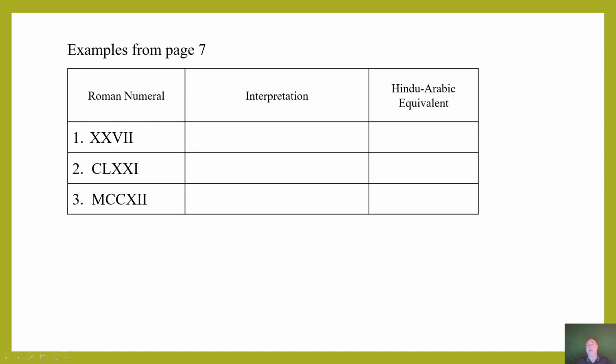Now, examples from page 7. If we look at number 1 here, what do we have? We have 10 plus 10 plus 5 plus 1 plus 1, which would equal 27. Number 2, if we look at it reading from left to right, and the symbols have to be in correct order from largest symbol to smallest symbol. So in this case, C is 100, L is 50, X is 10, X is 10, I is 1. So this would be 171.